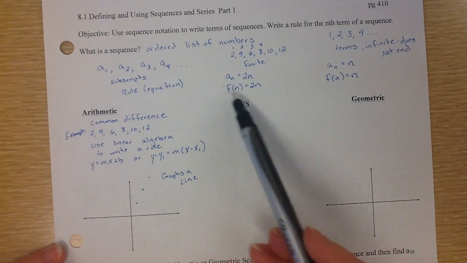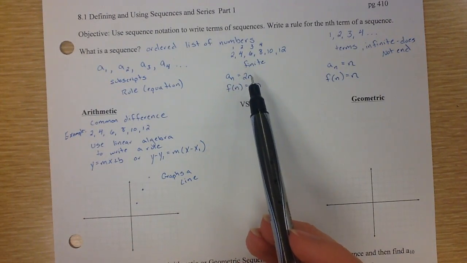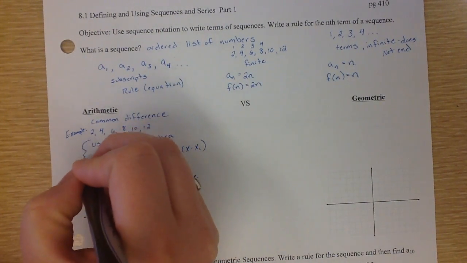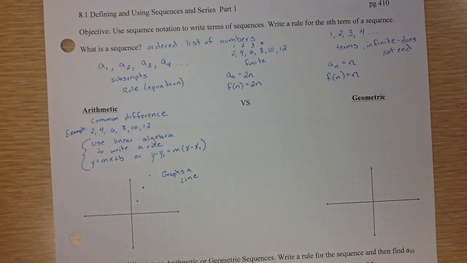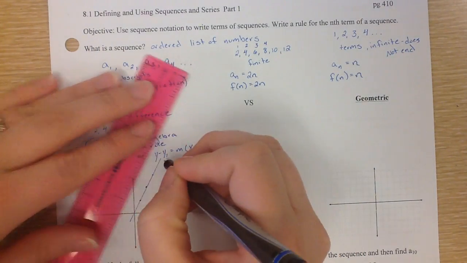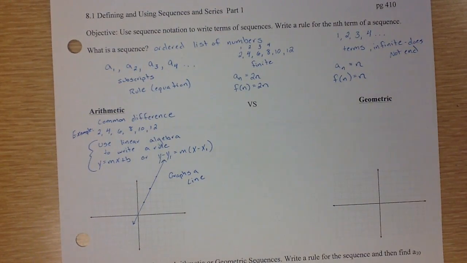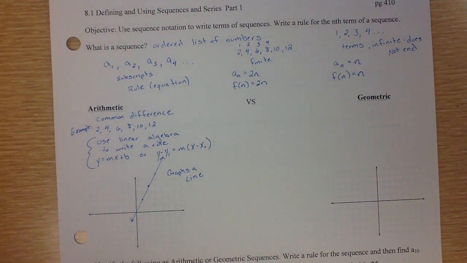But again, then I'd have to write it in a sequence form, a sub n equals, and use that n notation. But I can use these tools to help me write them, okay, because it ends up graphing a nice line. Okay. All right, so that's an arithmetic sequence, or arithmetic, however you want to pronounce it, okay?